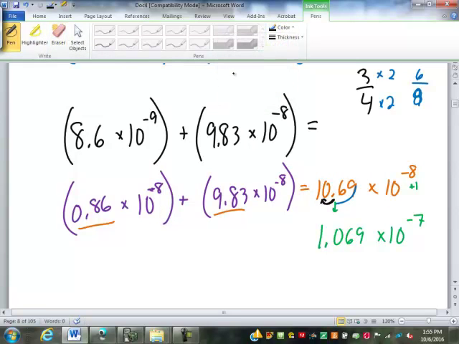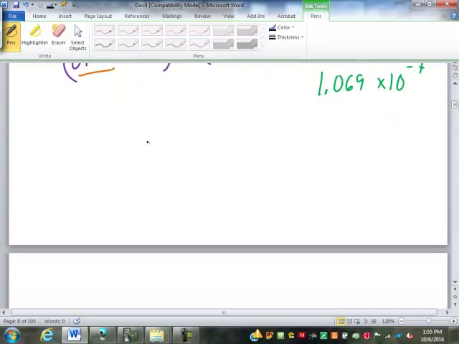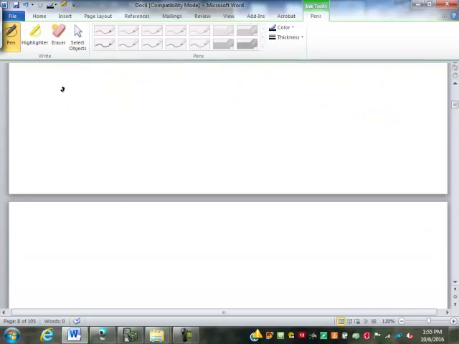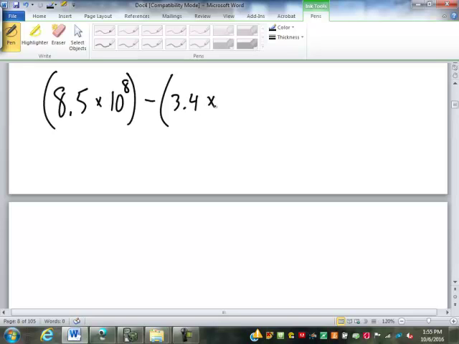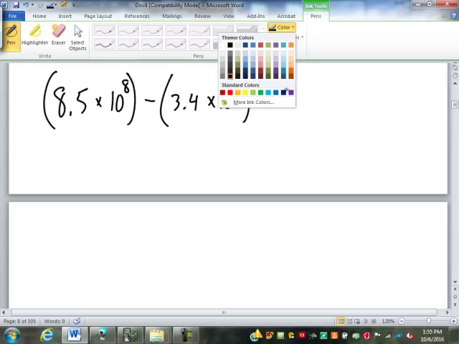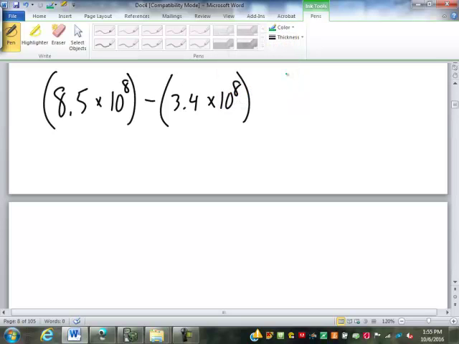Let's look at subtraction. We might have 8.5 times 10 to the 8th minus 3.4 times 10 to the 8th. And just like with addition, we have the same name, so we can go ahead and combine. We're going to combine our counts. What's 8.5 minus 3.4? 5.1 times 10 to the 8th. Very good.